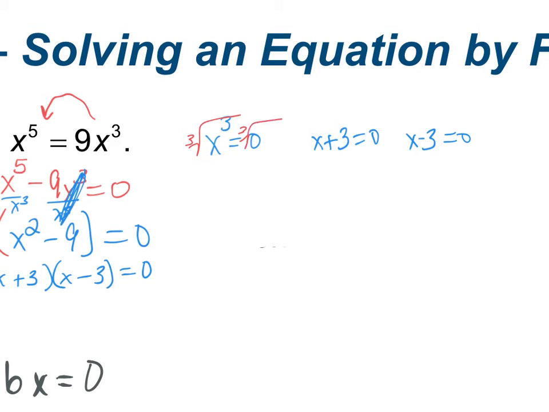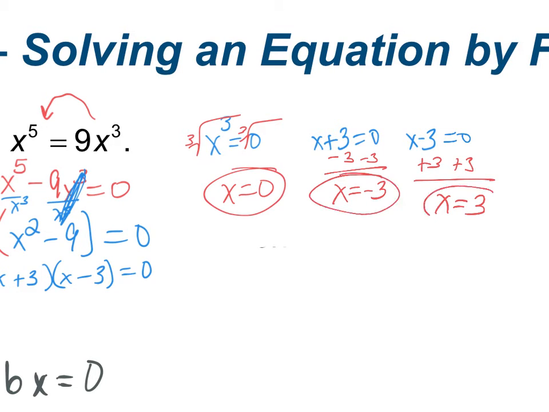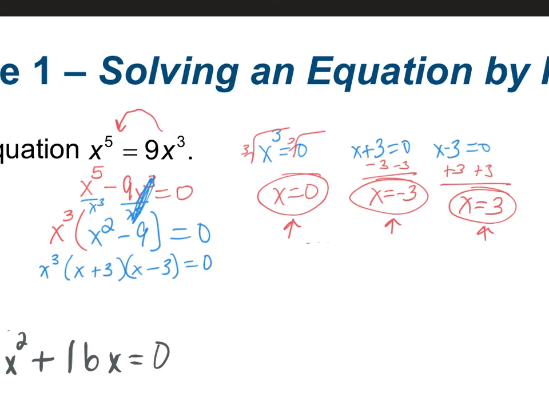Take the cube root of one side, take the cube root of the other, so I get x equals 0. I'm going to subtract 3 from both sides here, so I get x equals negative 3. And I'm going to add 3 to both sides here, and I get x equals positive 3. So I have solutions at x equals negative 3, positive 3, and 0. If you were to see this on a graph, that means it would cross the x-axis at 0, negative 3, and positive 3. You guys okay with that? We all right?